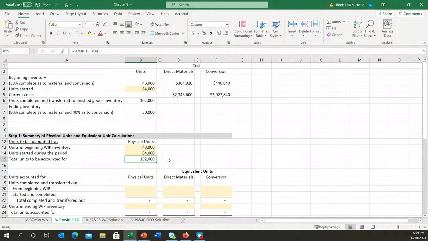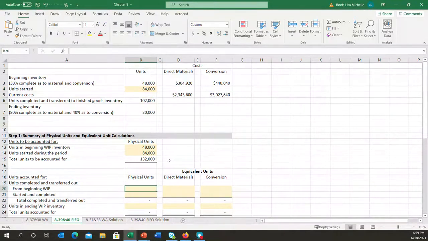Now here's where things diverge. I want to translate that into how I account for those units: how many were transferred out versus how many are in ending inventory. For weighted average, we didn't make a distinction between what was in beginning inventory and what we did during the period, but with FIFO, we layer and make that distinction. So for 102,000 units transferred out, we need to separate out how many of those came from beginning inventory and how many came from additional units that were started during that period.